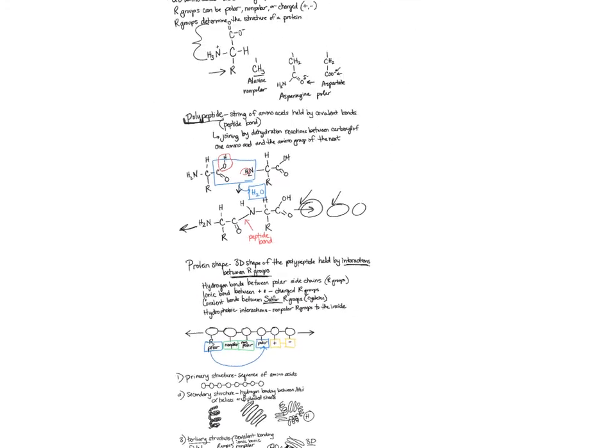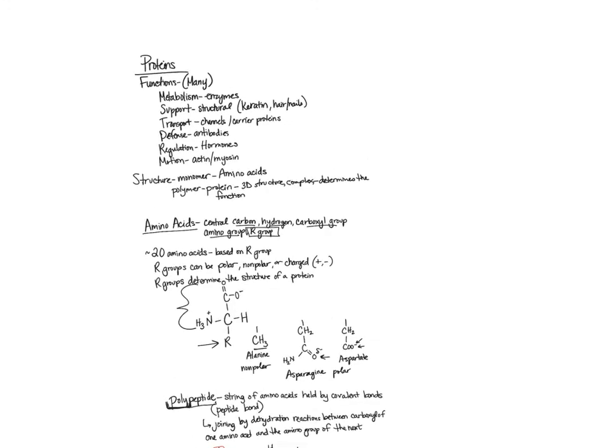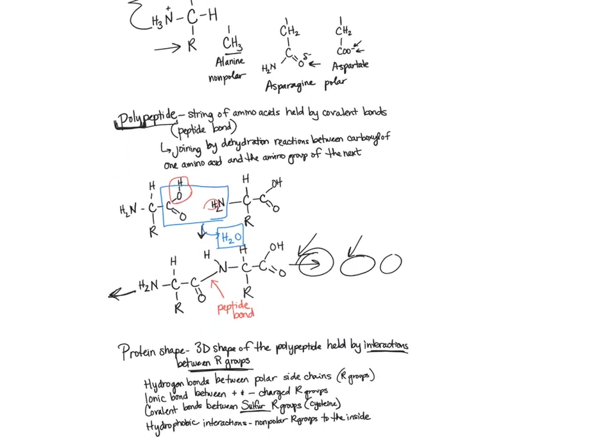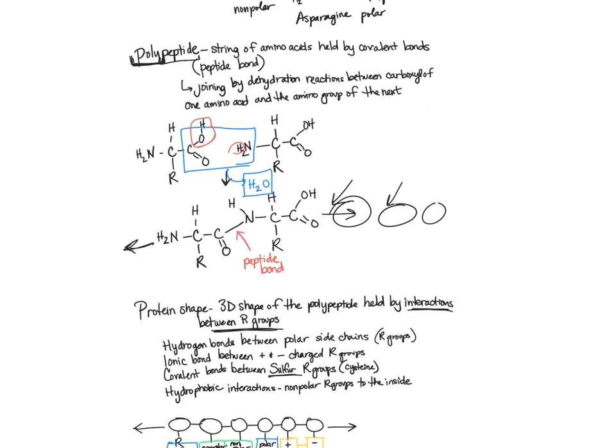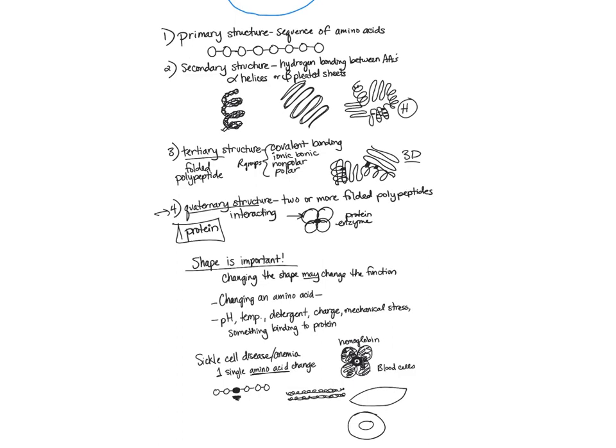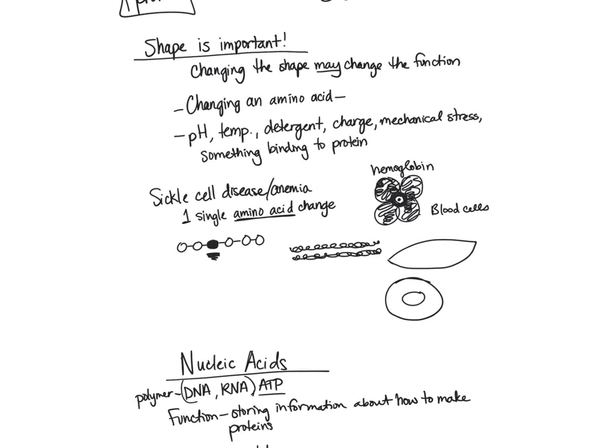It also summarizes our proteins. So we talked about proteins, which do many, many things in the body. We have our amino acids, our monomer. We have our polymer, which is our polypeptide, and our final protein. We talked about the structure of amino acids. We talked about our polypeptide and how we make that peptide bond. Then we talked about our different steps to making a final protein, so the primary structure, secondary structure, tertiary, and quaternary structure. And we talked about how important shape is to proteins, and even a single change in amino acid or a change in pH or temperature or anything can affect the shape and the function of the protein.